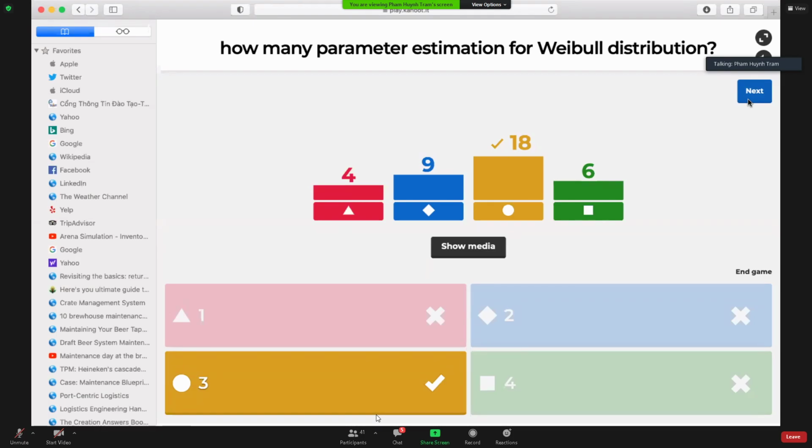However, people usually assume that the location parameter is 1, right? So they just look at the shape and the scale parameters. But actually, Weibull distribution has 3 parameters. Okay, congratulations to those who answered correctly. This is a difficult one.